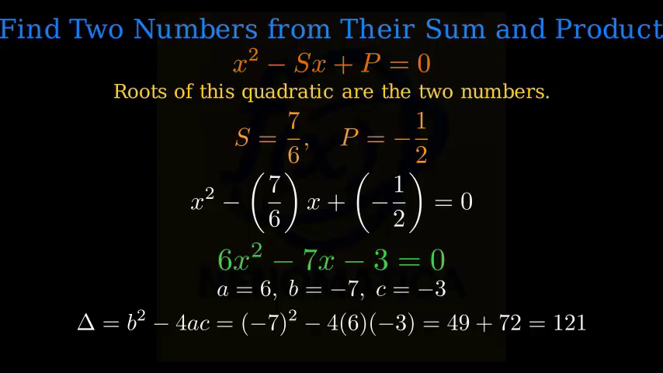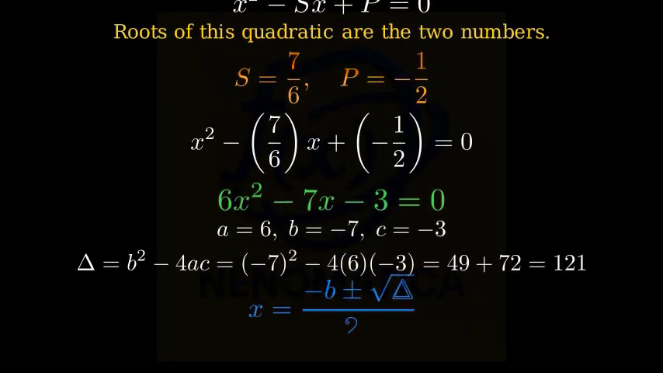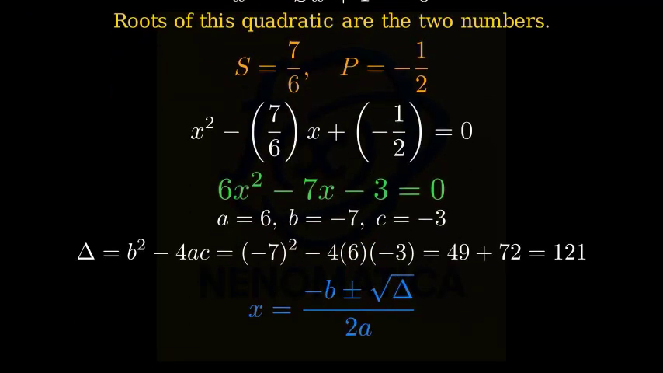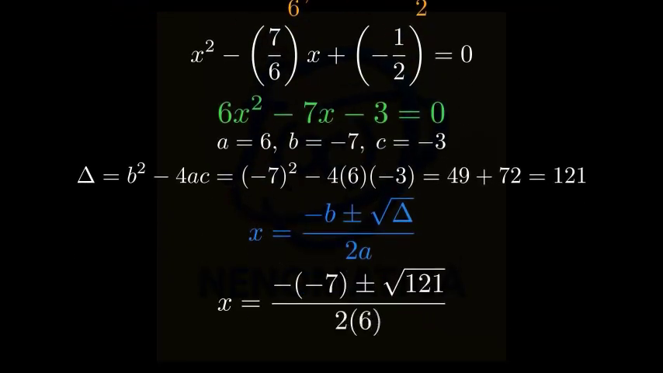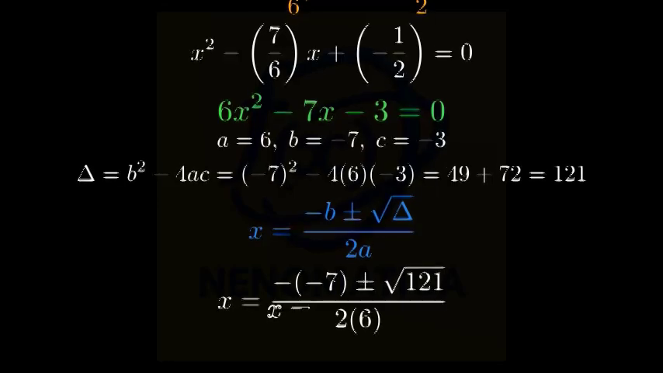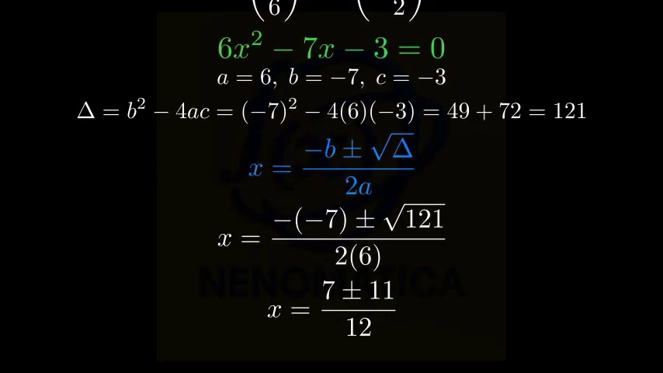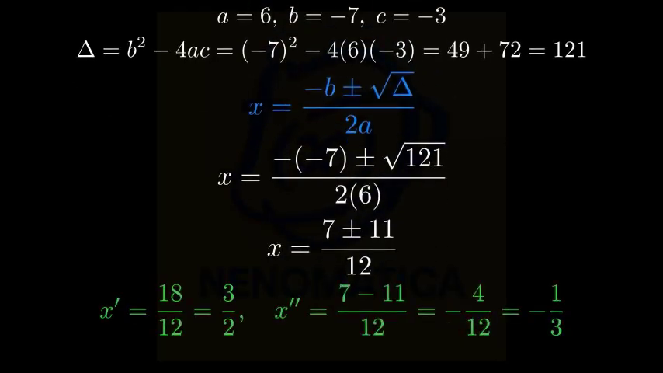Now apply the quadratic formula. x equals -b plus or minus the square root of delta all over 2a. Substituting b equals -7, a equals 6, and delta equals 121, we get x equals the quantity 7 plus or minus 11 over 12. Therefore, x prime equals 3/2 and x double prime equals -1/3. These are the two numbers whose sum is 7/6 and product is -1/2.